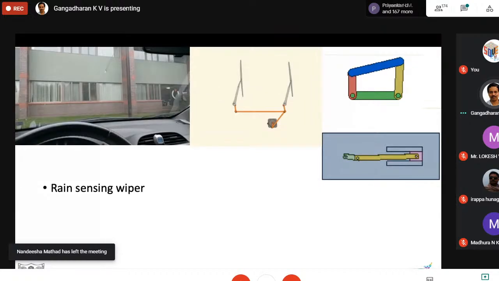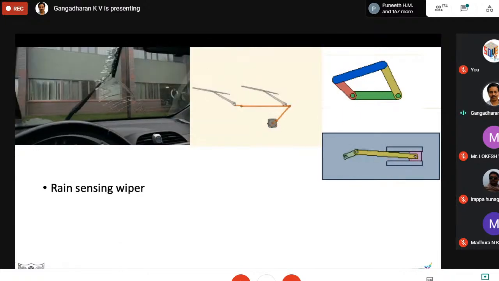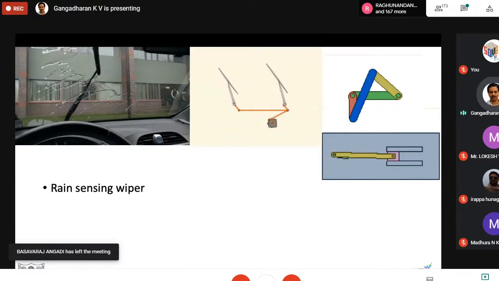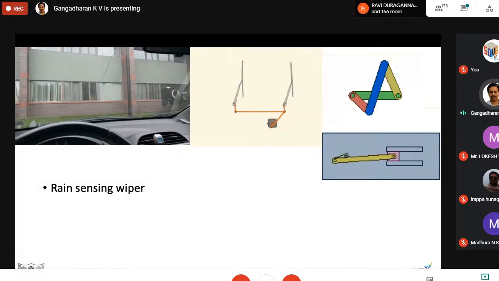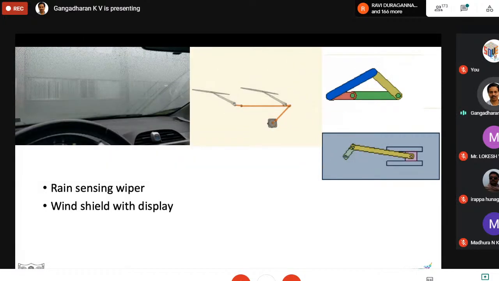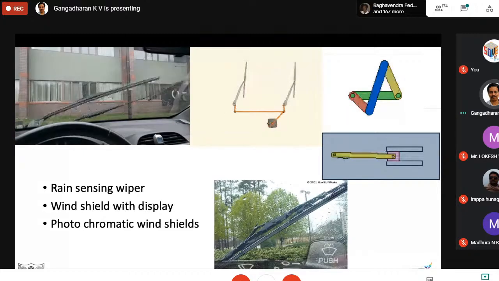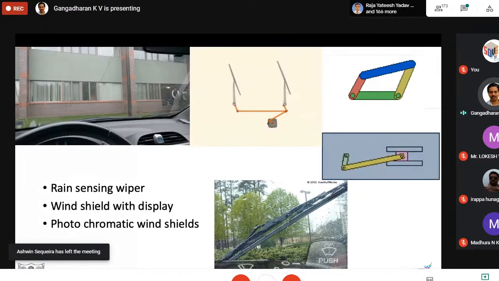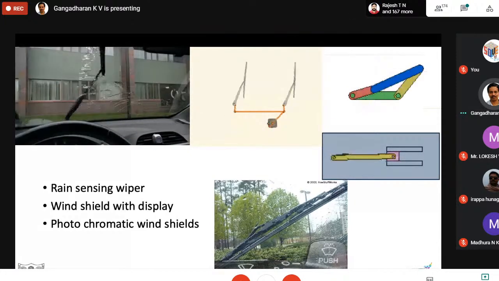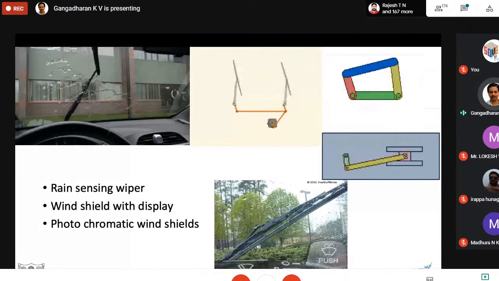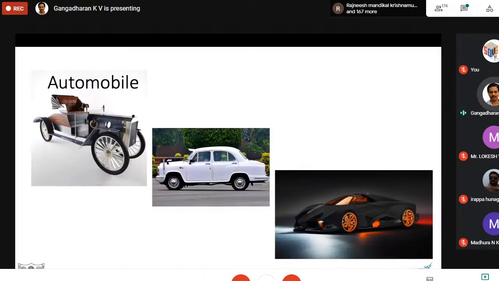So it is their headache to find how they sense the rain and then start the wiper and adjust the speed based on the rain rate and things of that kind. Or they may go for a windshield with a display or a photochromatic windshield, so that depending upon the light intensity, the opaqueness or color can be adjusted. All that is possible. But first we need to give some experiential input in order to do it. So that was one simple case we have taken.